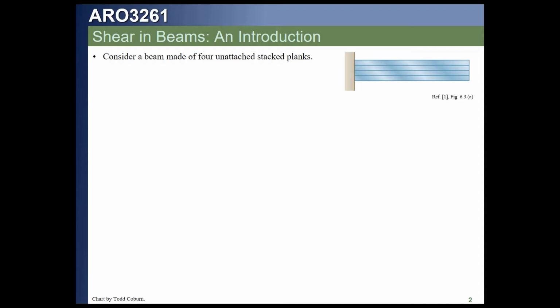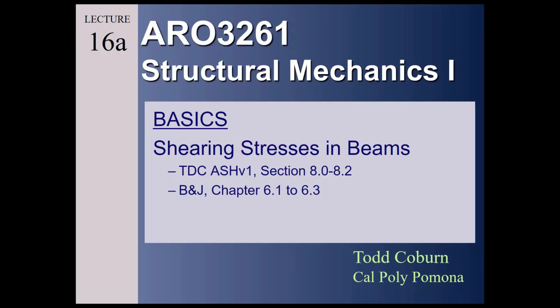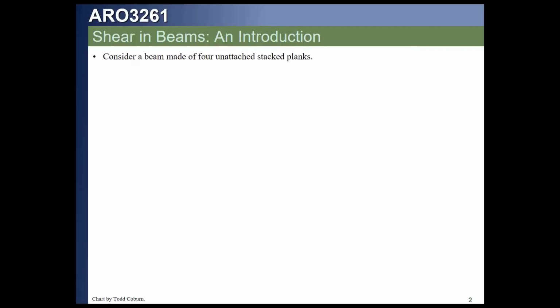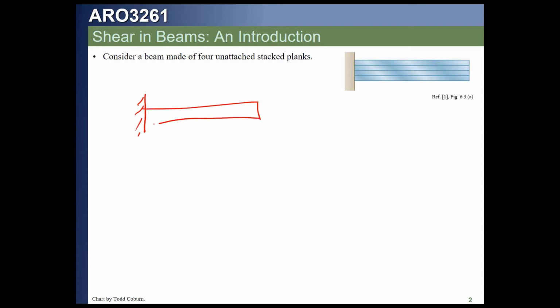Imagine we have a cantilever beam, and let's say that it is constructed of a single plank. If we put a load on the end, it is going to deflect like this, and if this thickness is T, then its resistance to bending is 1/12 B T cubed. That's the moment of inertia of the beam.